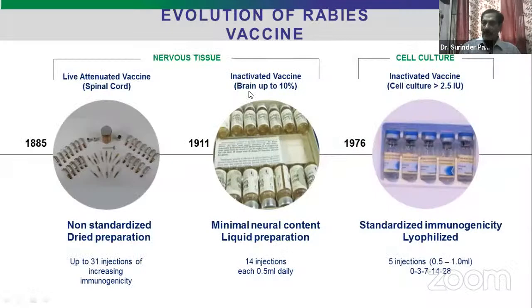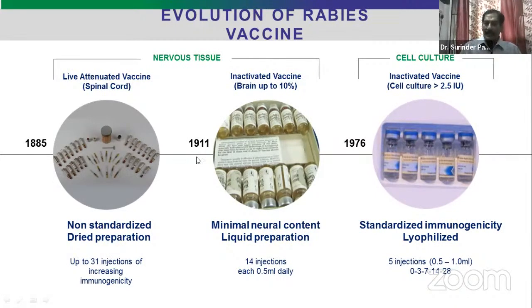Today we are discussing how the rabies vaccine developed. This is the evolution of the rabies vaccine. I joined this profession in 1987 in animal bite cases. But in 1885, the vaccine was being made from the nervous tissue of the spinal cord, and it was a live attenuated vaccine. It was a non-standardized dried preparation, and 31 injections used to be given to one person, with increasing immunogenicity. So you can see that from 1885 to 1911, we were using this spinal cord prepared vaccine.